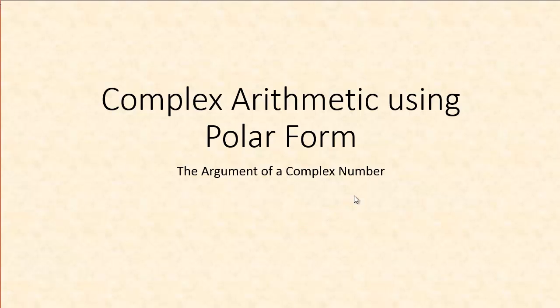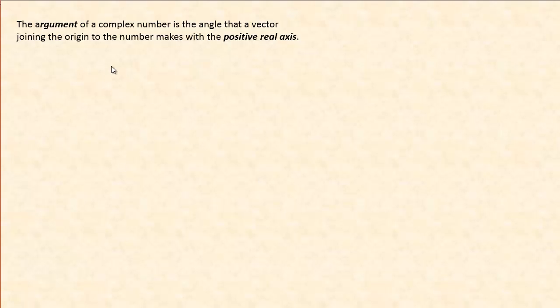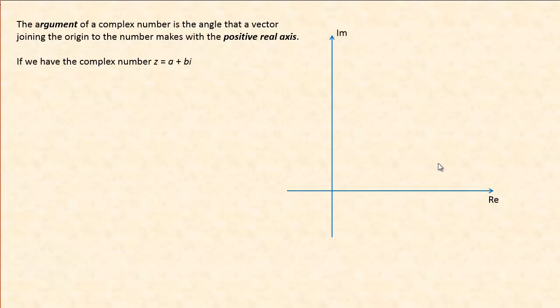The argument of a complex number. The argument of a complex number is the angle that a vector joining the origin to the number makes with the positive real axis. So if we have the complex number z is a plus bi, so that's the vector representing it in the Argand diagram. It's a units across, b units up, and this is a right angle. And this time what we're interested in is the angle that this vector makes with the positive real axis.